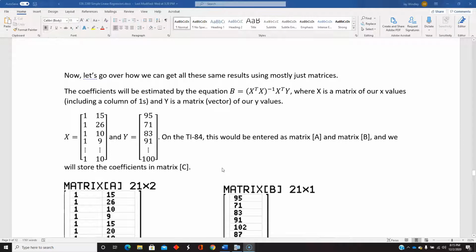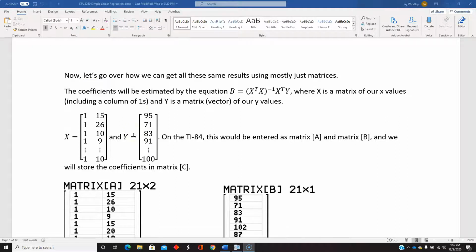Okay, so now I've showed you how to do that using a variety of different technologies. Now we're going to talk about how to do the entire thing using matrices. So you really only need 3 matrices to make this happen. You need an X matrix, which is referred to as a design matrix. Basically, it's a column of all ones and then a column of all of your X values. So in our case, this is going to be a 21 by 2 matrix. And then you need a 21 by 1 matrix, which is basically a vector of all of the Y values.